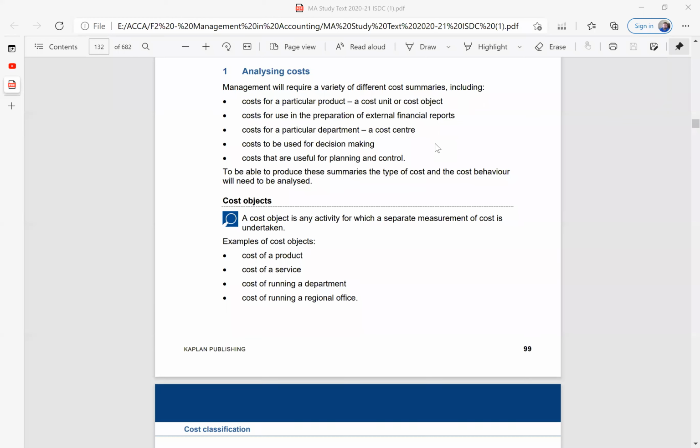Cost objects relates to that product or that service or that department or that office or that branch, etc., on which the cost is being incurred. So if you're making a product and for that product you have to buy raw material, so that raw material is going to be the cost of making that product. Therefore, the final product that you're planning to produce becomes a cost object.